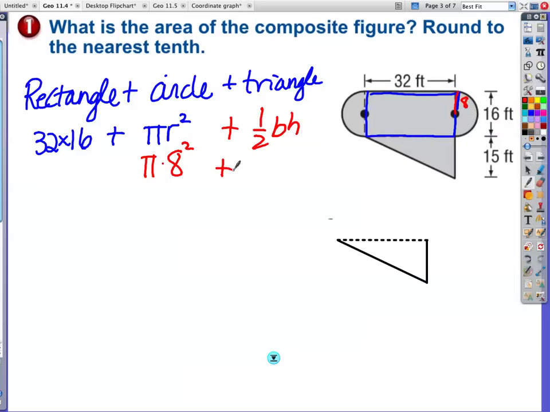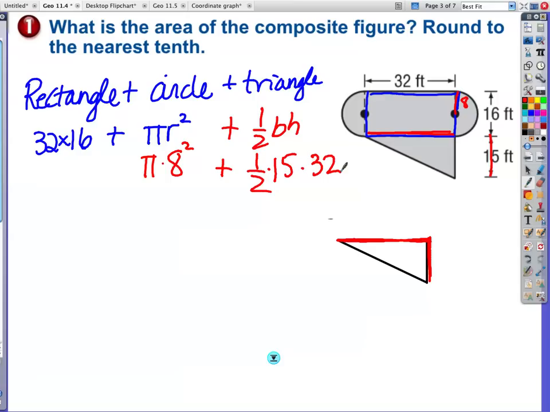Okay, 1/2. The base of this triangle, I'm going to go like this. Call this the base, which is 15. And then I have the height, which is this dotted line here. And that height is right here. It corresponds to 32 feet. So then it's just a matter of doing the math.